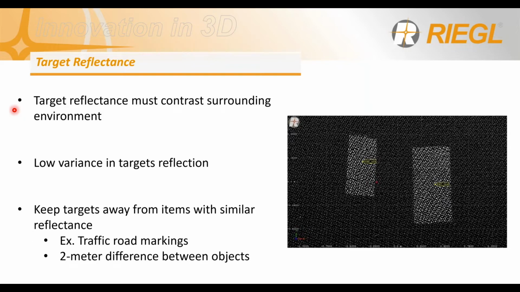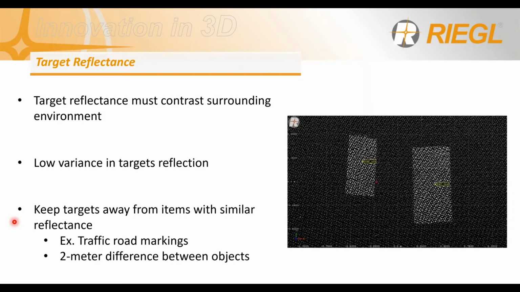So that's number 1. Number 2 is low variance in the target reflection. The number 1 thing I see here is making sure that there are no cracks either in the paint or somehow in the sticker itself. Those cracks are going to cause variation in the target's reflection, and the auto finder is going to look for that same reflection all the way throughout the target. So having that variance, like a crack in a target, is not going to work very well.